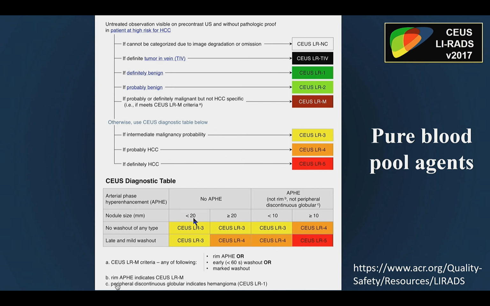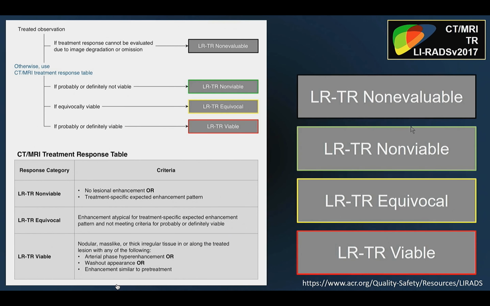The variables that you want to look at are the nodule size, the presence of arterial phase hyperenhancement, and the type of washout. Those of you that do CEUS know it's not just washout, it's when the washout occurs that informs us about what the entity might be in CEUS. And this is developed for those agents that are considered to be pure blood pool agents. There are some agents out there that are felt to be somewhat mixed, and we felt it was going to complicate things too much to include the variability associated with those agents as part of CEUS for version 2017. So this only applies to the use of pure blood pool agents.